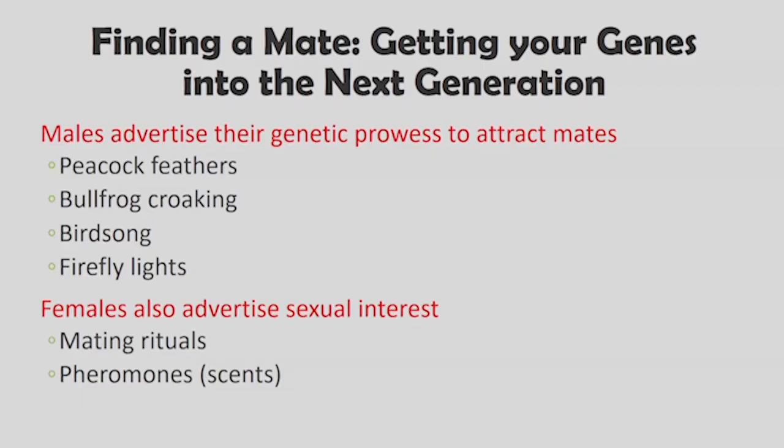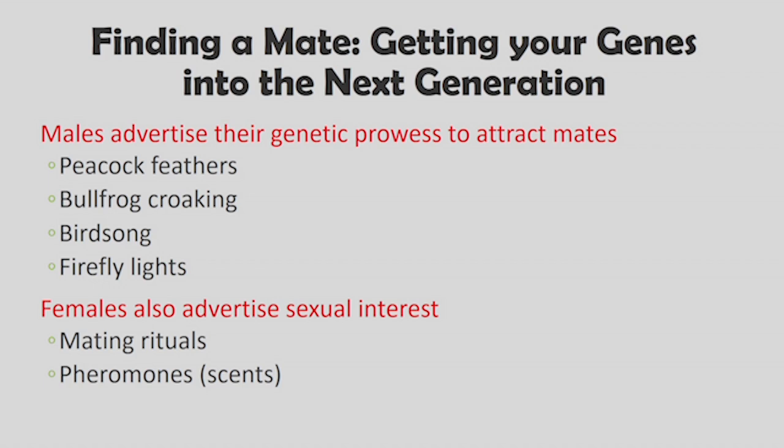And the fourth reason for communicating is finding a mate, and that is the most necessary thing in animals, getting your genes into the next generation. So, males advertise, and communication for a mate is done in specific ways. Males advertise their genetic prowess to attract mates, for example, peacock feathers.